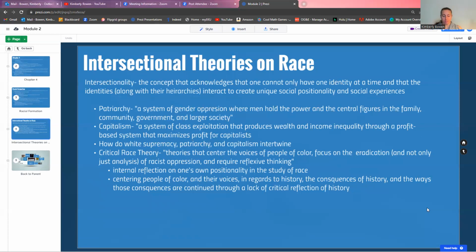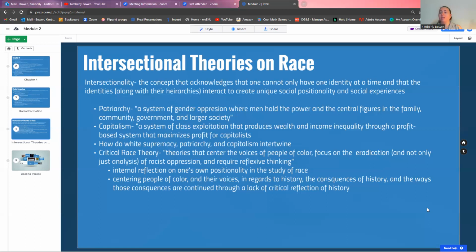Intersectionality is something that has been within feminist scholar frameworks for an extended period of time, but it is something that Kimberlé Crenshaw and Patricia Hill Collins specifically started having really distinct conversations about and are linked to. And those have been continuously the people that have been talked about in reference to who coined this term and these ideas, though bits and pieces of them, again, have been talked about for a very extended period of time. And intersectionality is really that concept that acknowledges that one cannot only have one identity at a time, and that the identities, along with their hierarchies, interact to create unique social positionality and social experiences.